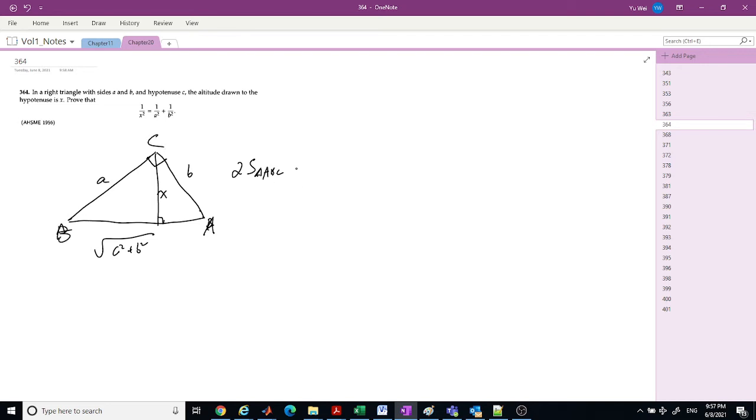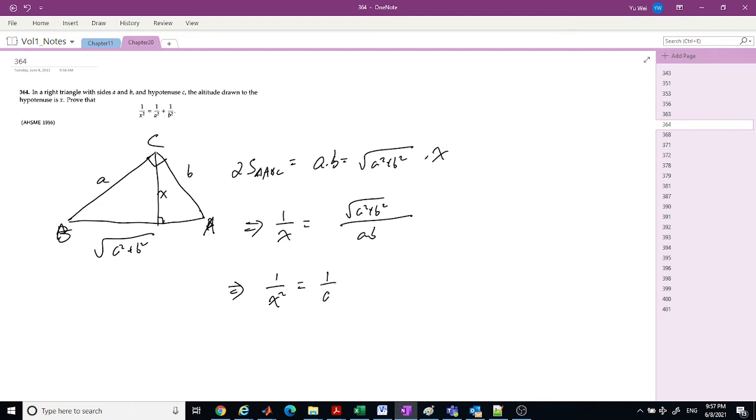is equal to A times B, which also equals root A square plus B square times X, right? So then you can see 1 over X is equal to AB over root A square plus B square. Then you square it, and you get 1 over A square plus 1 over B square. Okay, this result is pretty important.